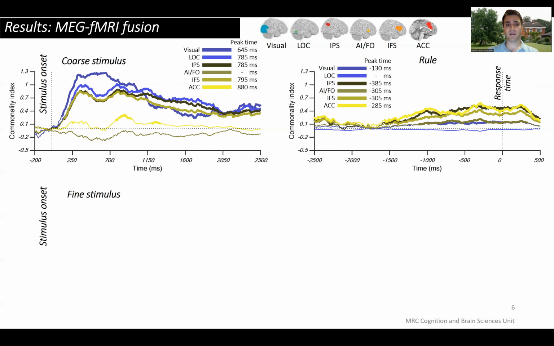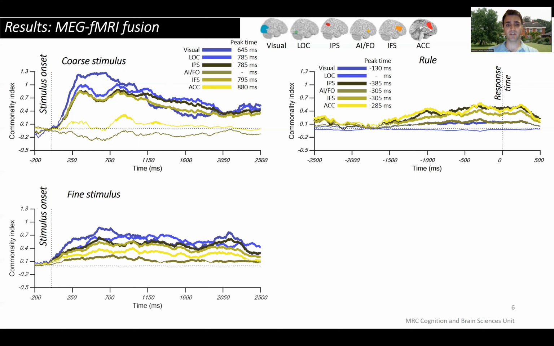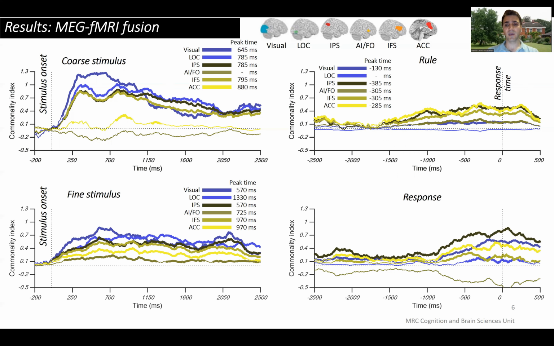Also, we saw the same pattern for fine stimulus information, with information appearing in posterior brain areas followed by anterior brain areas. And for response information, we observed that the latest area, the last region which showed the response information, was the IPS area.